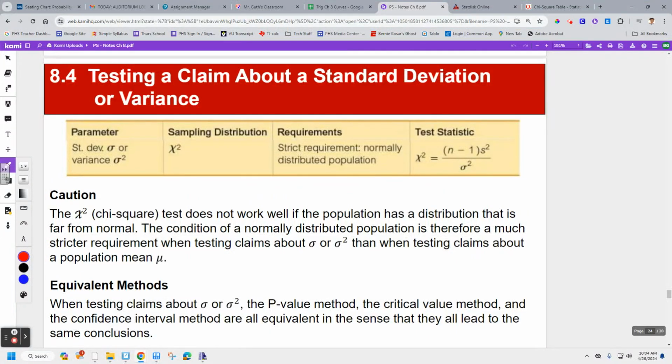8.4, we're testing a claim about a standard deviation or variance. It's going to look familiar because we're pretty much doing the exact same thing. We're doing a hypothesis test. The difference today, though, is when we're talking about standard deviation or variance, it's this chi-squared distribution. And so this one's a little bit different. It's shaped a little bit different.